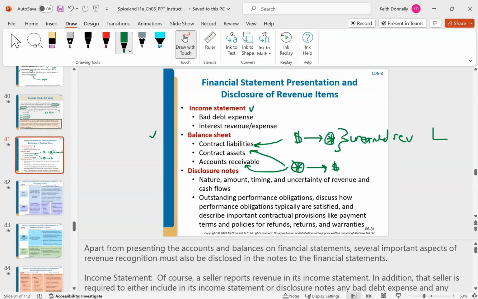What's the difference between them? Well, if the only thing that triggers getting the money is the pure passage of time, it's an account receivable. If some other event or condition or item triggers getting the money, we can call that a contract asset.